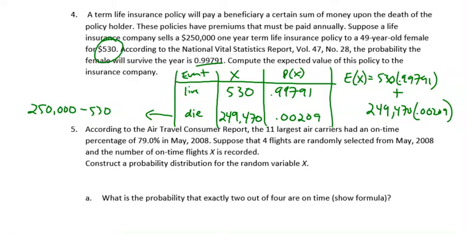Oh, yeah, mistaken here. The insurance, if they die, they owe minus 249. That's important. Plus a negative value where you could subtract it. So I've got to try that again.